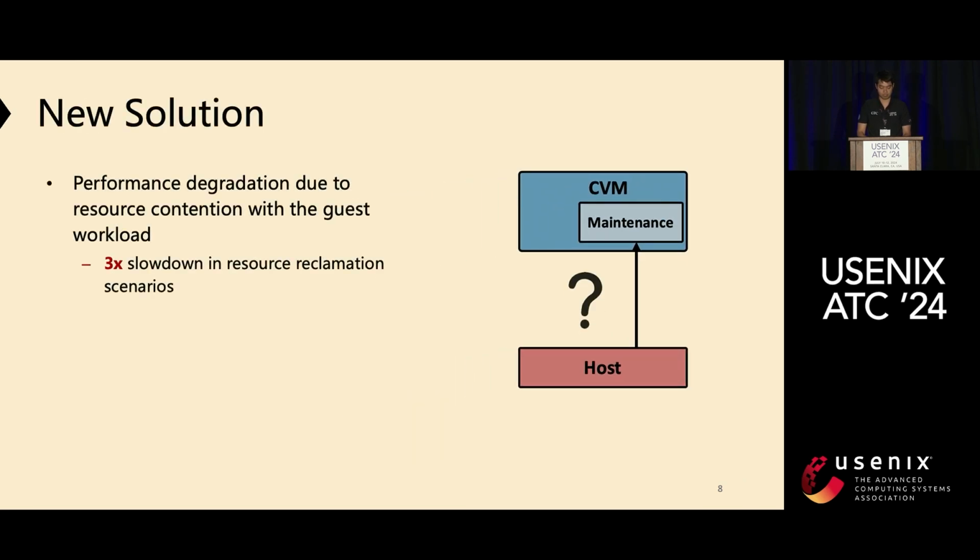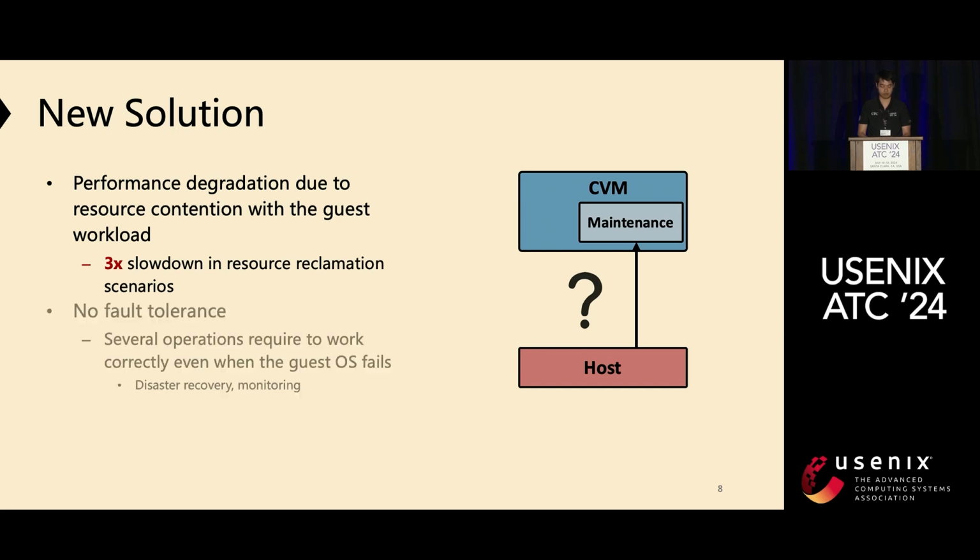But directly applying existing mechanisms to support in-CVM maintenance faces 2 challenges. First, these in-CVM maintenance activities can lead to performance degradation due to resource contention with the guest workload, potentially leaving the maintenance modules resource-starved when initiated by the host. According to our test, this can result in about a 3 times slowdown in resource reclamation scenarios.